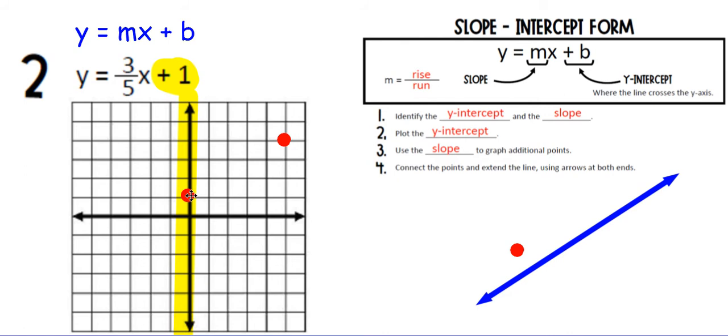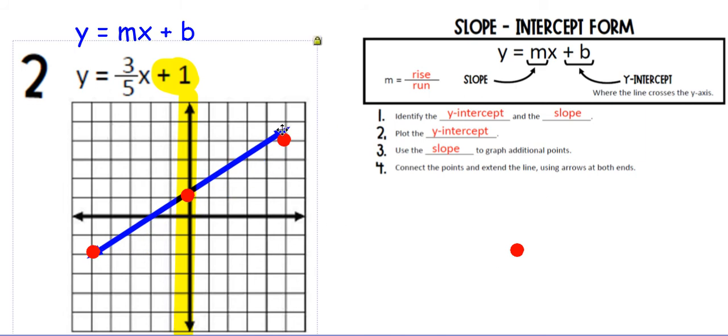So that gives me 2 points. But I want a point over here. So let's go where I began on my y-intercept, and now I'm going to go down 3. 1, 2, 3. And to the left 5. 1, 2, 3, 4, 5. All right. And now I can graph the line. And there's the graph of y equals 3/5 x plus 1.